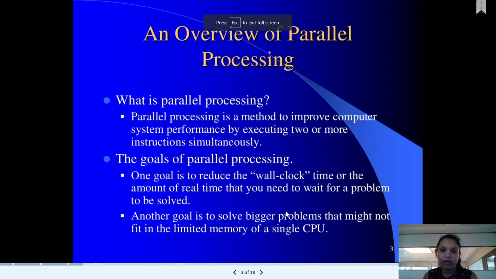So basically, what is parallel processing? Parallel processing is a method to improve computer system performance by executing two or more instructions simultaneously. So basically we can perform more than two instructions at a time over the CPU.